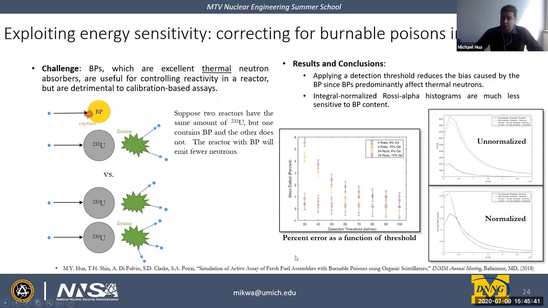And what we looked at, a lot goes into this plot, but using correlated neutrons and then changing our detection threshold, we saw that our defect, so our error in the estimate due to burnable poisons, decreased as we looked at higher and higher thresholds. So where we're looking at high energy neutrons that are less likely to be captured in the burnable poisons. So again, new sensitivity, new capability.